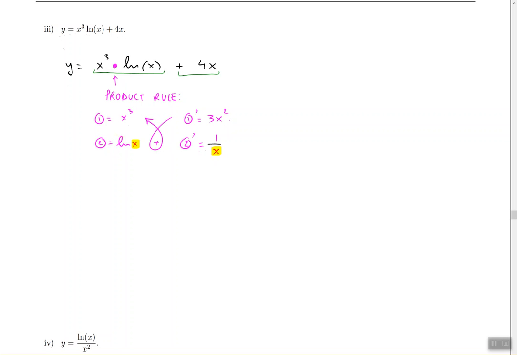So that's basically the end of the first one. And again, for the 4x, that will require just a simple power rule. Okay, so the power rule. In other terms, you're just gonna find the derivative of x.